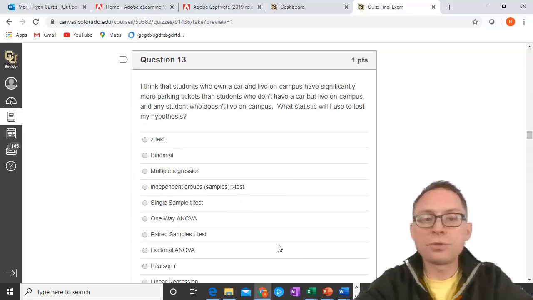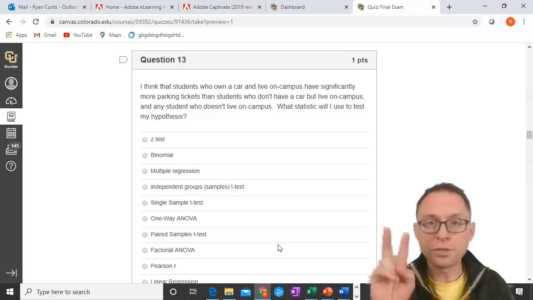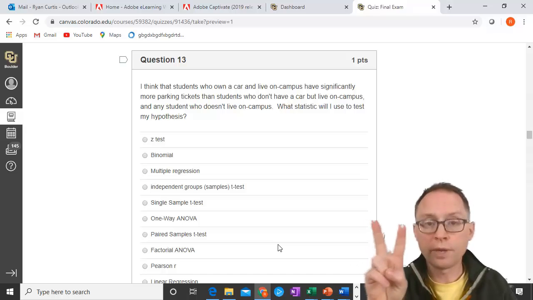I think that students who own a car and live on campus have significantly more parking tickets than students who don't have a car but live on campus, and any student who doesn't live on campus. What statistic would I use to test this hypothesis? Okay, students who own a car. So owning a car is yes or no. So that's two levels of a categorical variable.